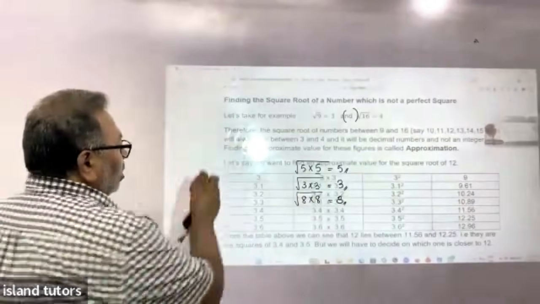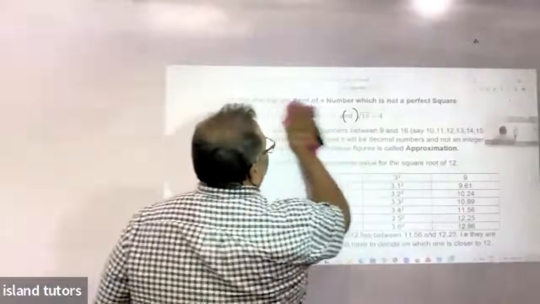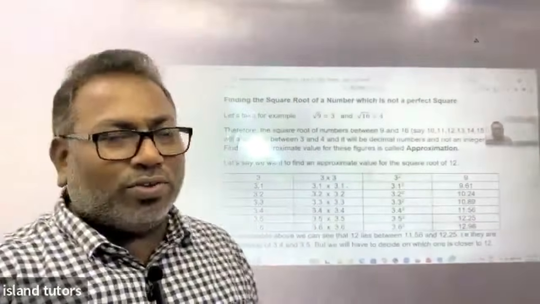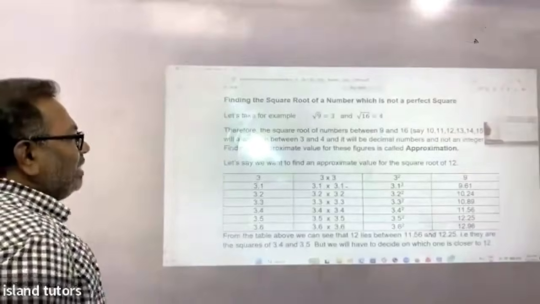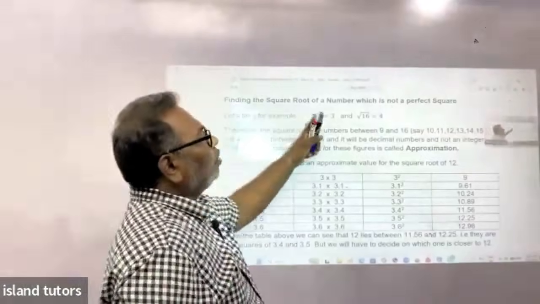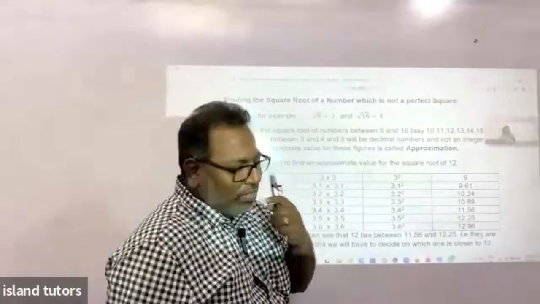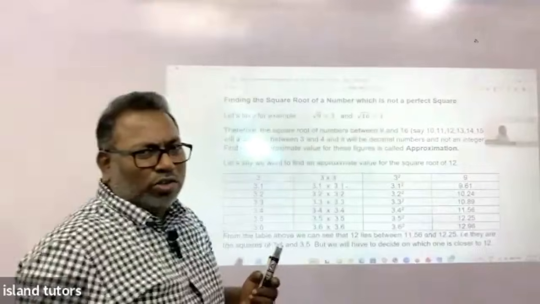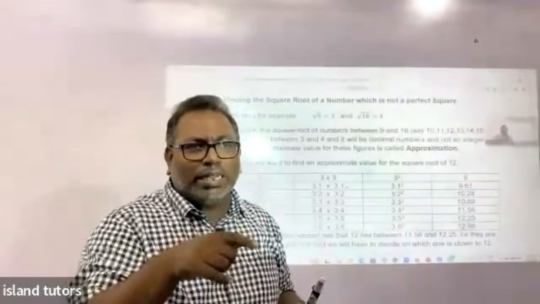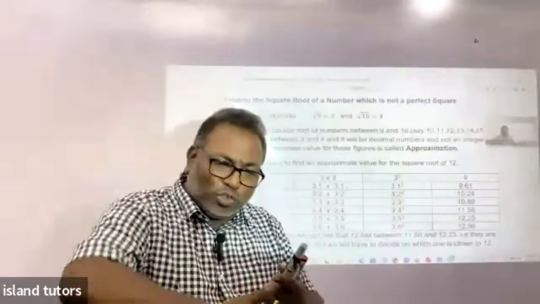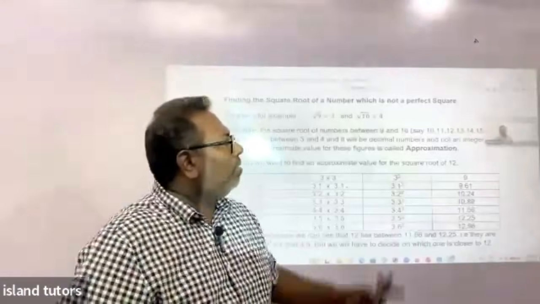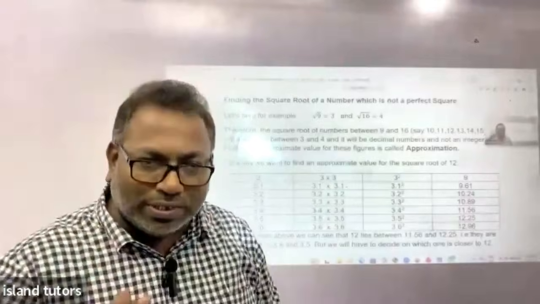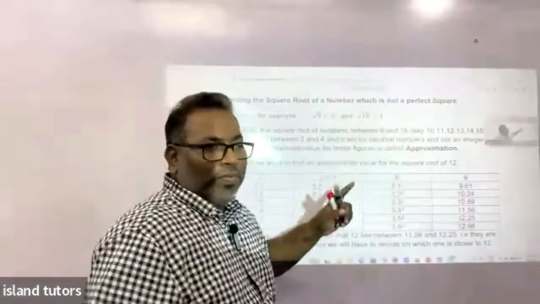Finding the square root of a number which is not a perfect square. So now we have a problem. Let's just take an example. The square root of 9 is 3 and the square root of 16 we know is 4. How do you get 9? 3 multiplied by 3 you get 9. So the square root of 9 is 3. 16, 4 multiplied by 4, the square root of 16 is 4.